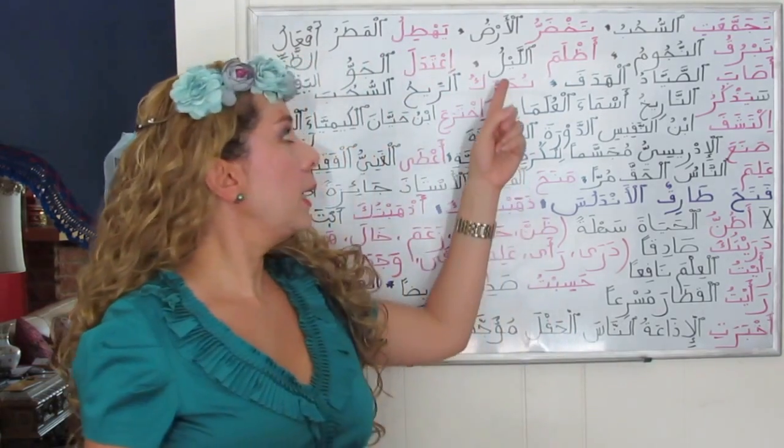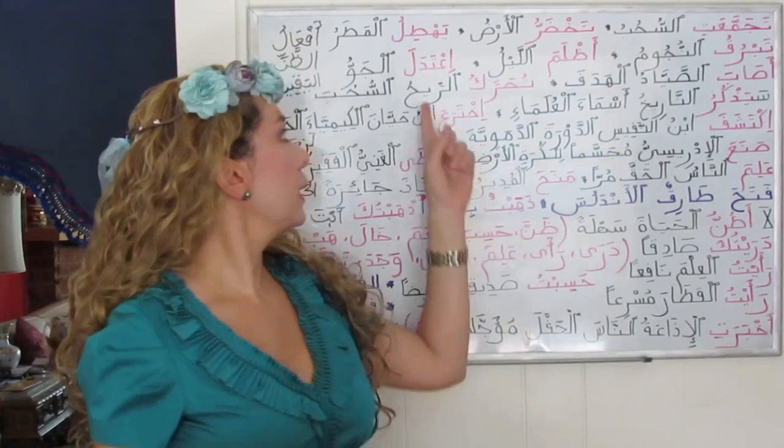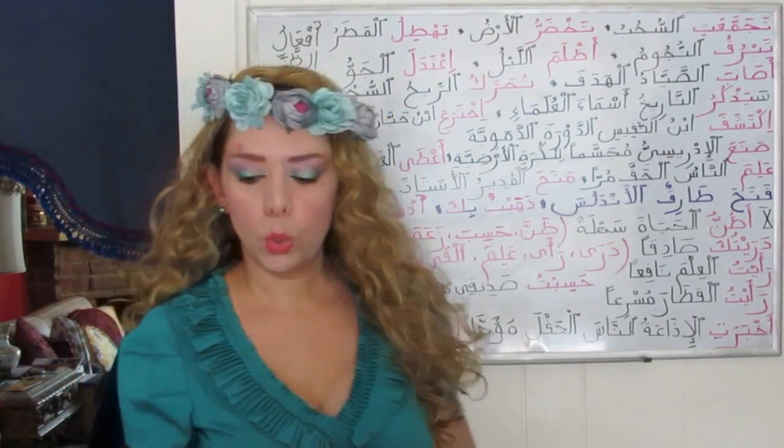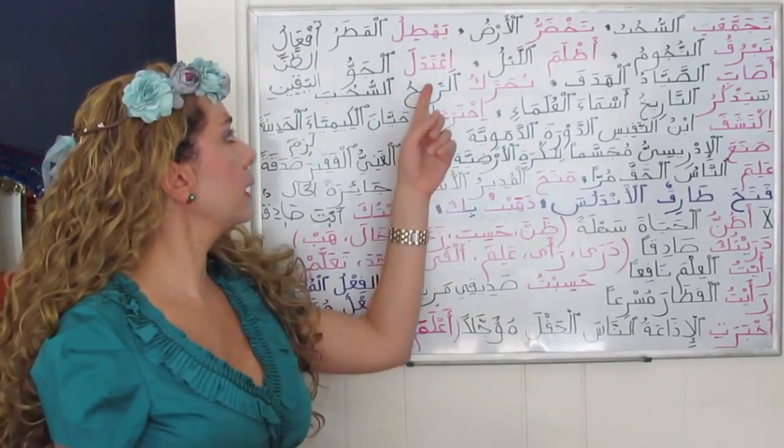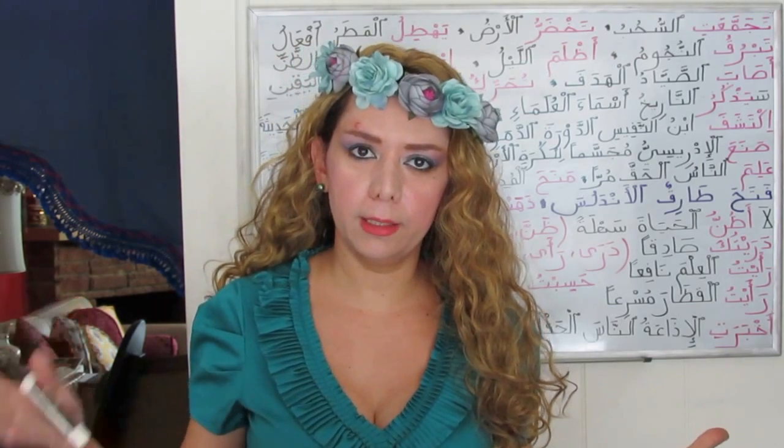أظلم الليل. أظلم, form 4, to darken or to become dark. So الليل, the night darkened. Here, اعتدل الجو. اعتدل, to become moderate. So the weather became moderate. اعتدل الجو. So الفعل المتعدي, the transitive verb, opposing الفعل اللازم, the intransitive verb.